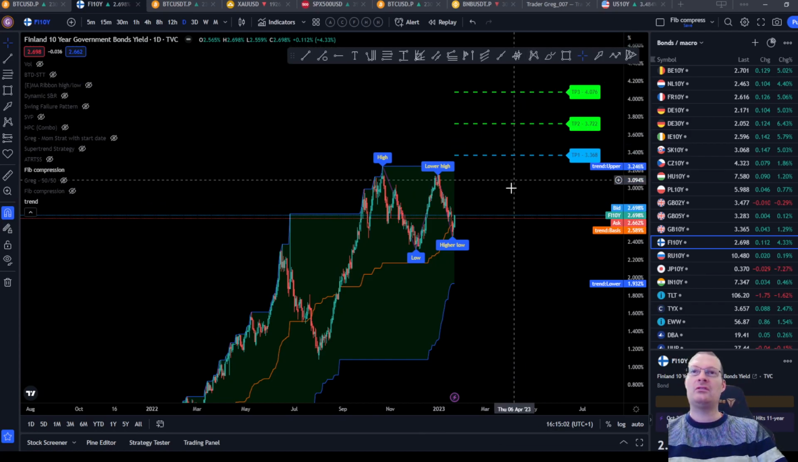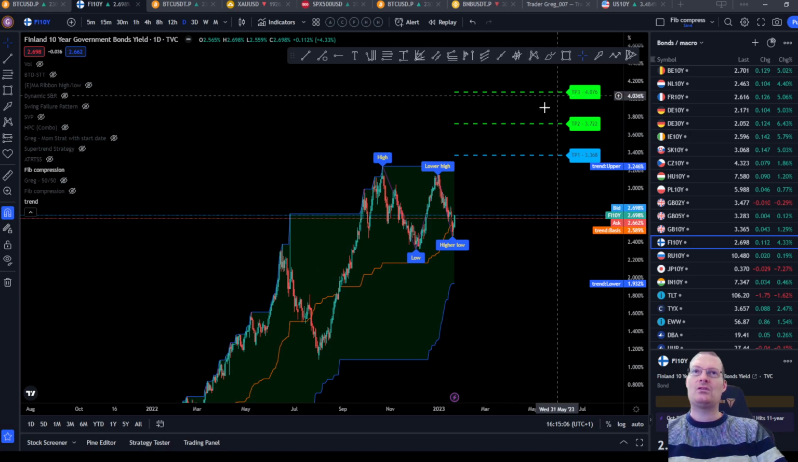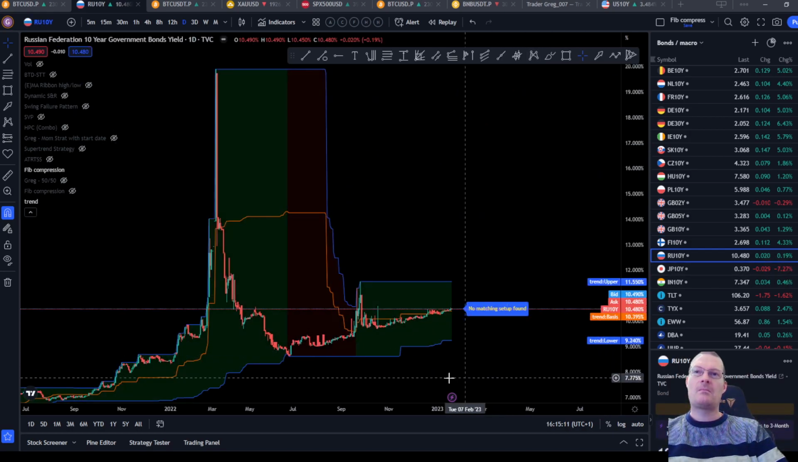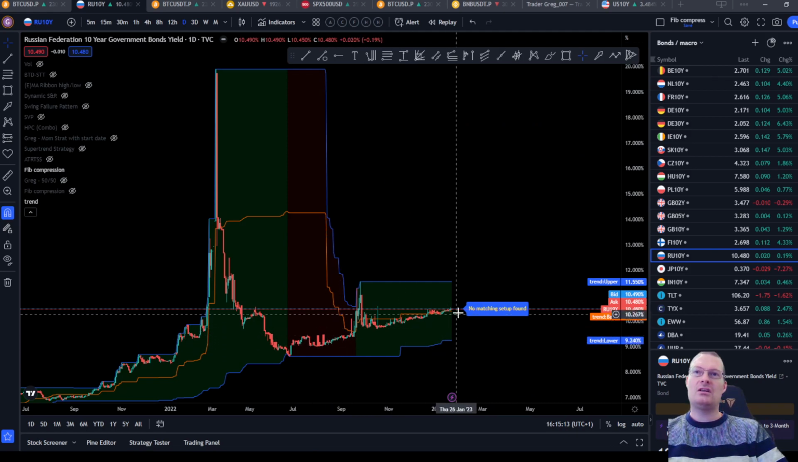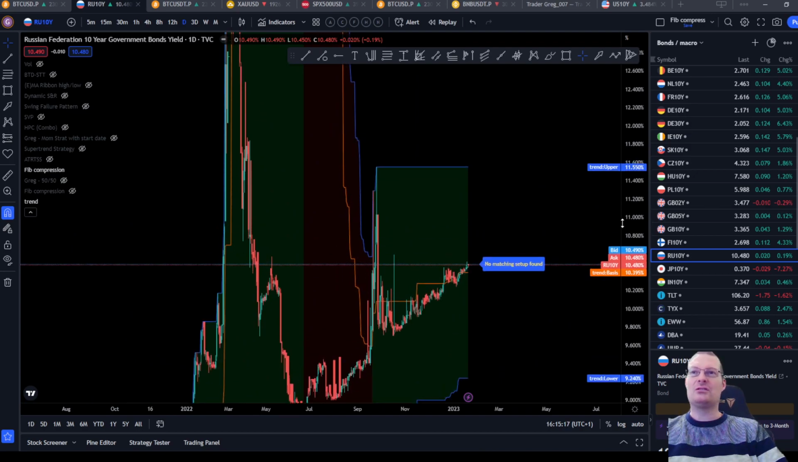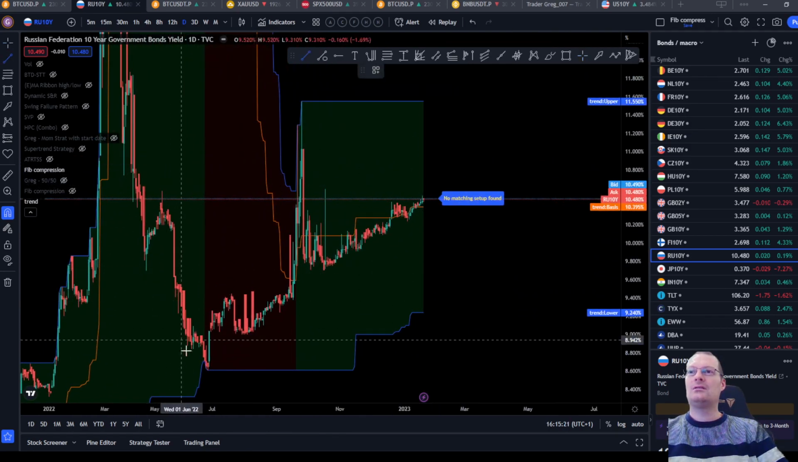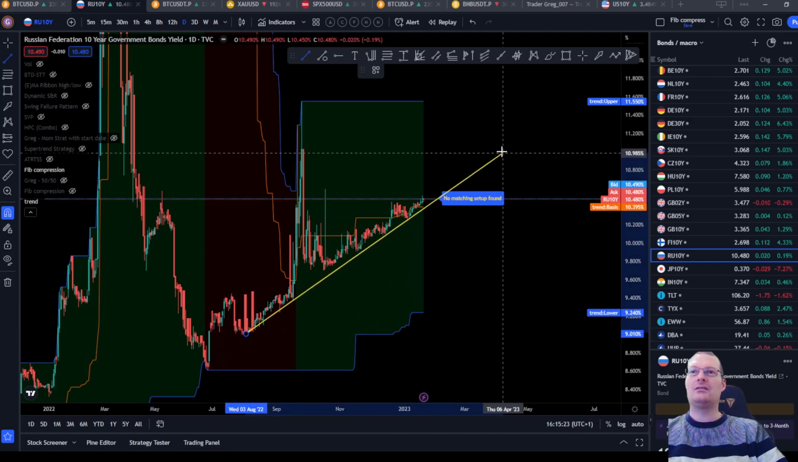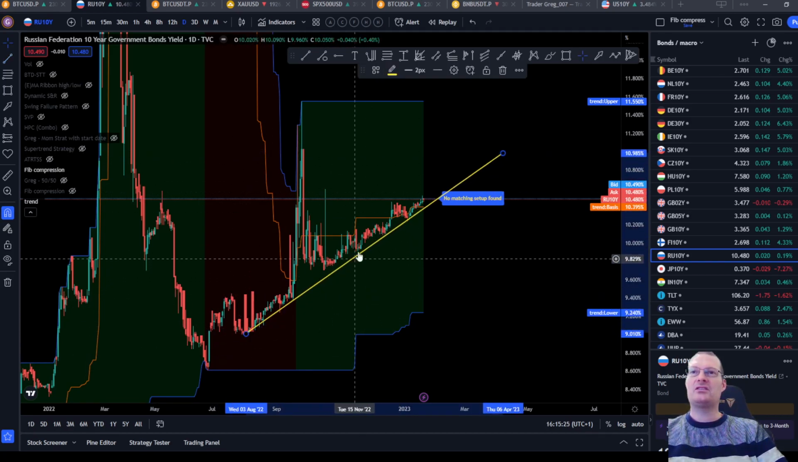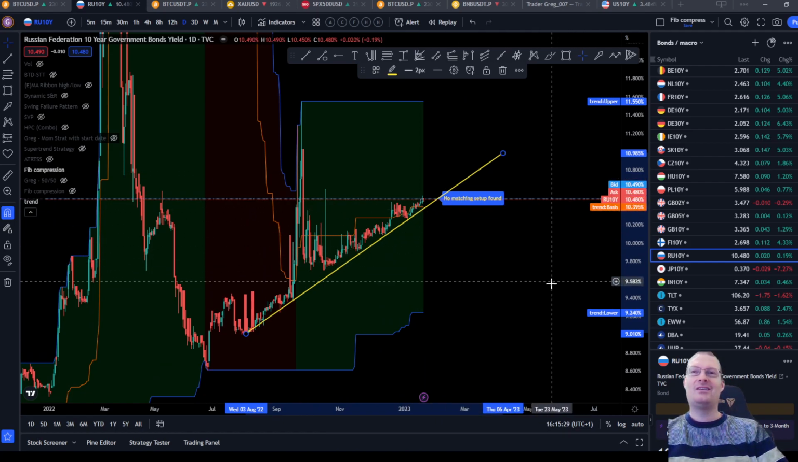Also Finland, look at this. Also here we have targets to the upside. So this would be around 4%. Russia slightly climbing up. This is also something that doesn't look natural. Look at this. You can clearly draw a trend line along this price action. And I think here's quite some manipulation going on.